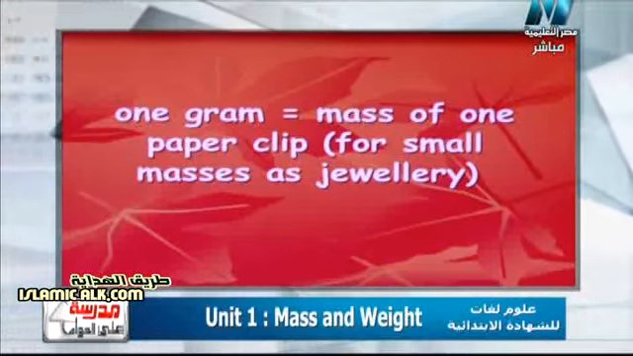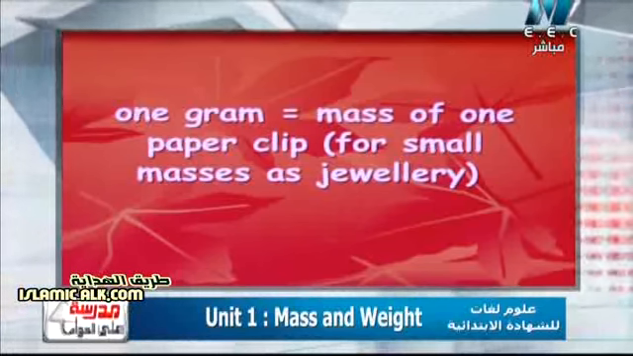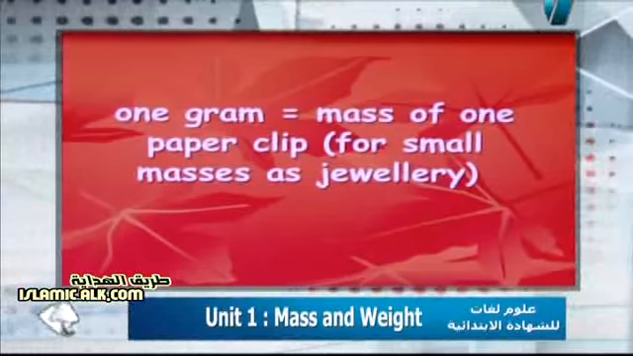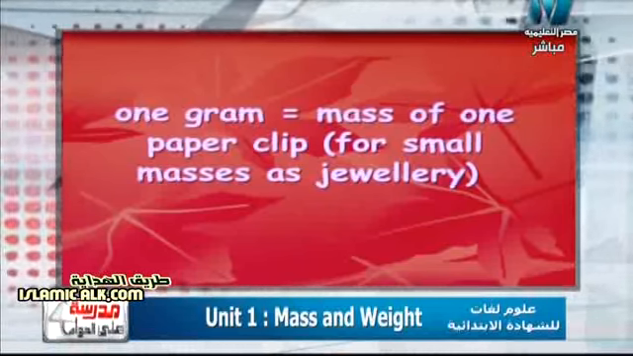For small masses such as jewelry. So when we buy jewels, لما بنشتري مجوهرات or gold or silver, we buy these jewels by gram. We measure the mass of jewels in gram. And again, gram is the mass of one paper clip.